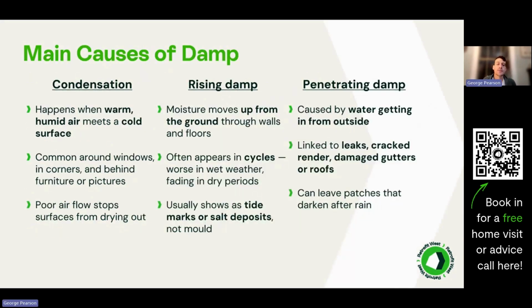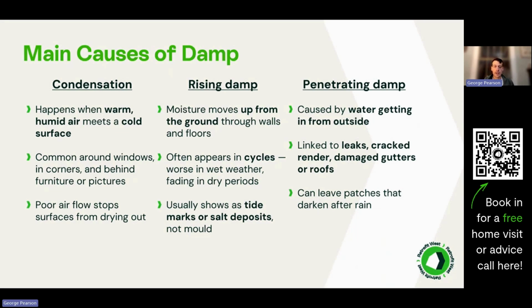So what are the main causes of damp then? So condensation is the most common type that we're all aware of. Just a reminder, this happens when warm, moist air meets a cold surface, forming water droplets. Areas with poor airflow, like behind furniture, in the corners of rooms, and behind wall hangings, are most at risk.